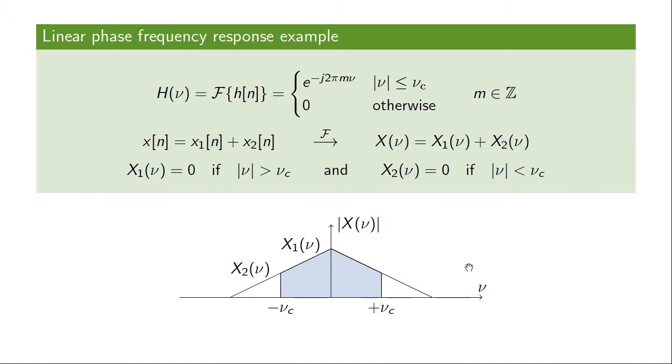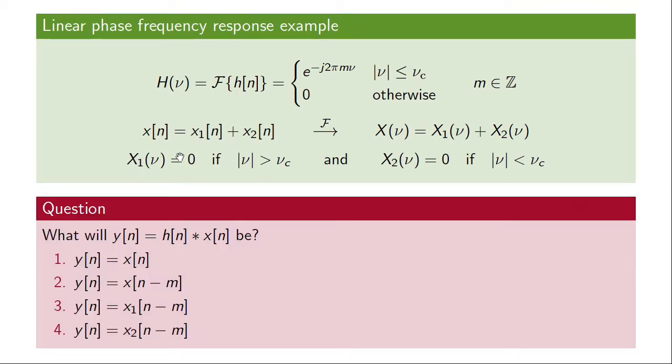So if we have such a setup with this input signal x of n, what would then be the output if we take this input signal and convolve it with the impulse response of the system? In theory, of course, because we cannot do this in practice. So will it be equal to the input signal? Will the output be equal to a time-shifted version of the complete input signal? Will the output be a time-shifted version of the x1 component, or will the output be a time-shifted version of the x2 component?